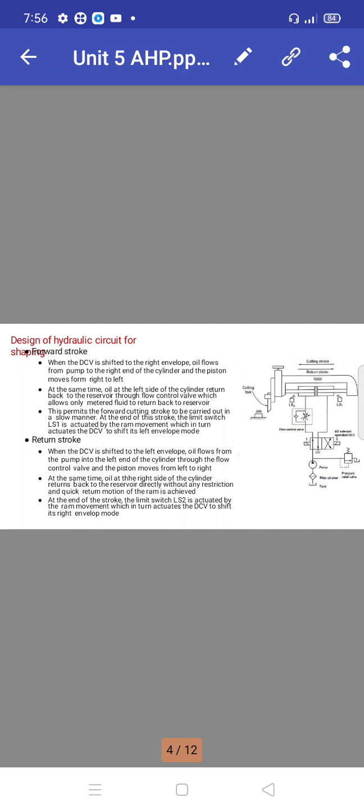At the end of the stroke, the limit switch, that is LS2, is actuated by the ram movement, which in turn activates the directional control valve to shift to its right envelope mode. So in any system, there should be two actuations considered to execute the process, that is forward stroke and return stroke.